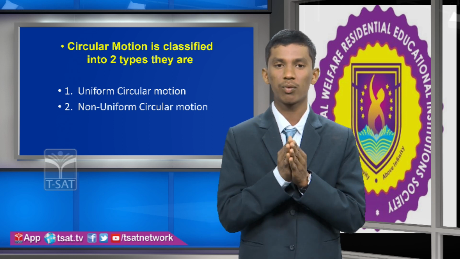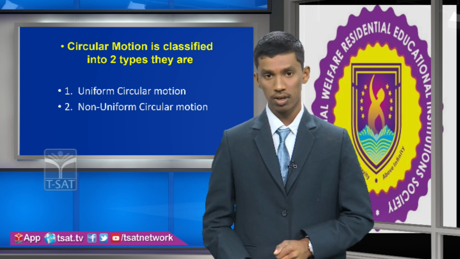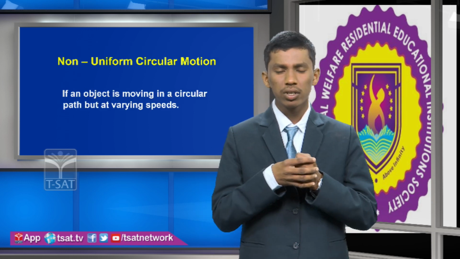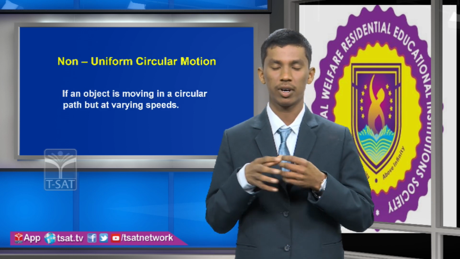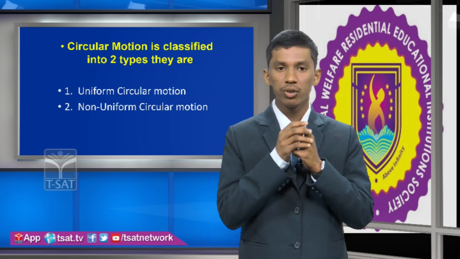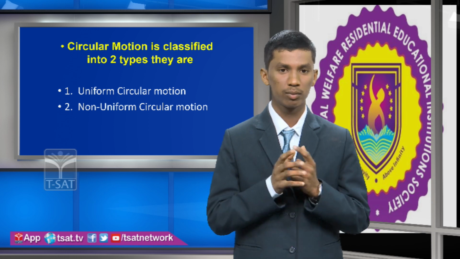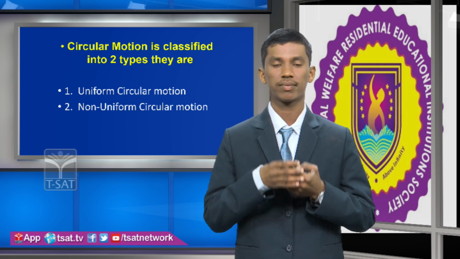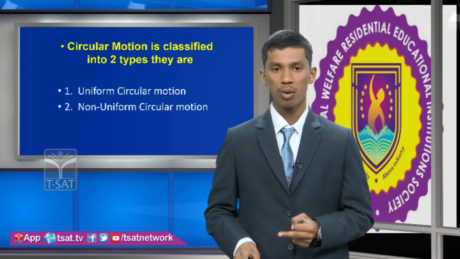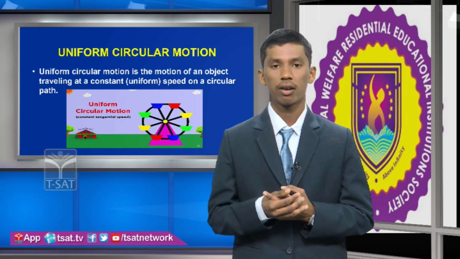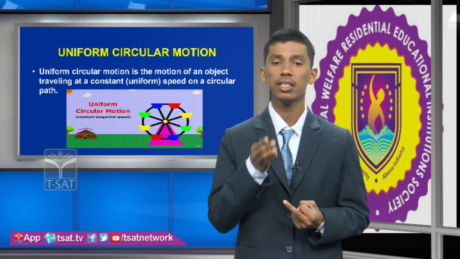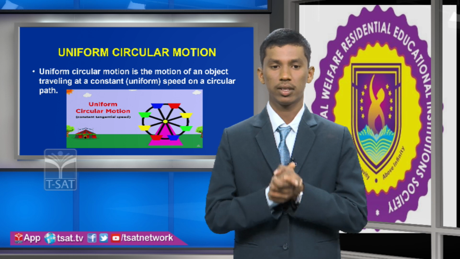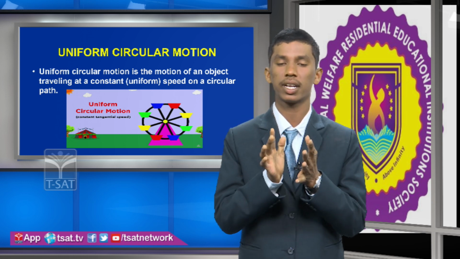Let me discuss what is uniform circular motion. Friends, if an object moves in a circular path with uniform speed, it is said to be uniform circular motion. When an object moves with different speeds, we say it is in non-uniform circular motion. The giant wheel is an example of uniform circular motion.